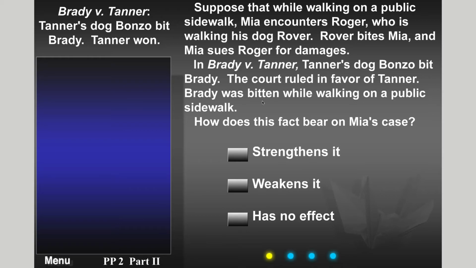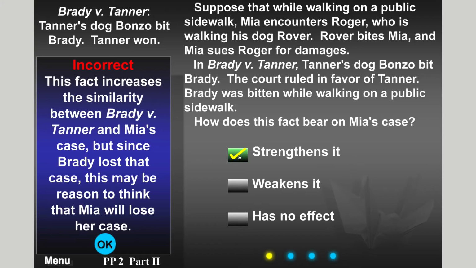Brady was bitten while walking the public sidewalk. How does this fact bear on Mia's case? Well, again, it strengthens it. Oh, this is a similarity, though. The court ruled in favor, let's see.